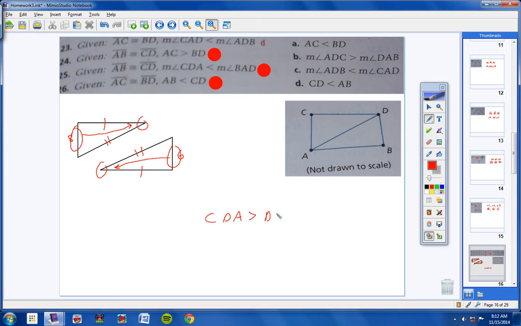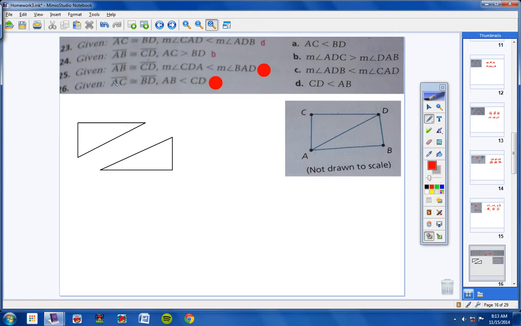They might call it ADB. Let's see. No, DAB. Now, if you'll look, this angle called CDA, they called it angle ADC. Same thing, okay? Same thing. So here it is, letter B. Okay, moving on.